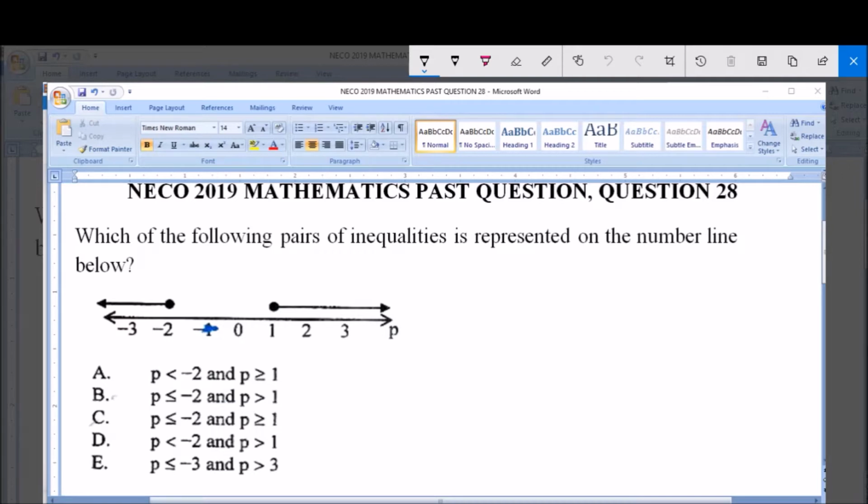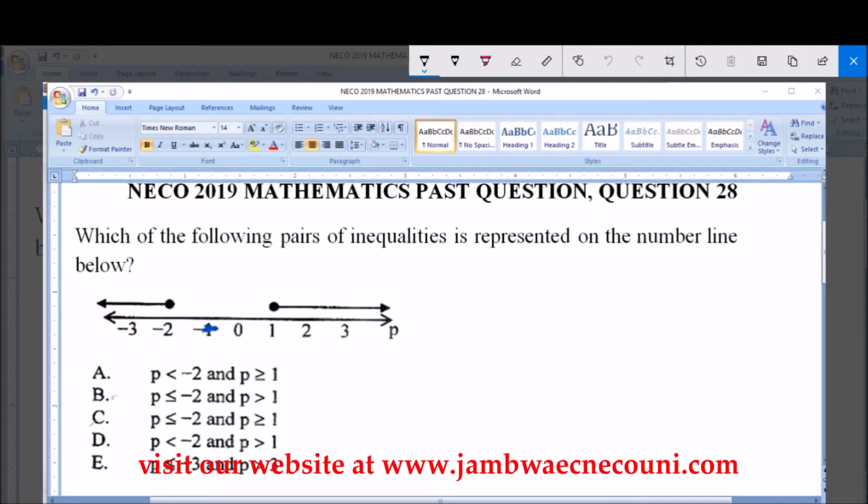Now, the options given are: A, p is less than minus 2 and p is greater than or equal to 1. B, p is less than or equal to minus 2 and p is greater than 1. C, p is less than or equal to minus 2 and p is greater than or equal to 1. D, p is less than minus 2 and p is greater than 1. And E, p is less than or equal to minus 3 and p is greater than 3.